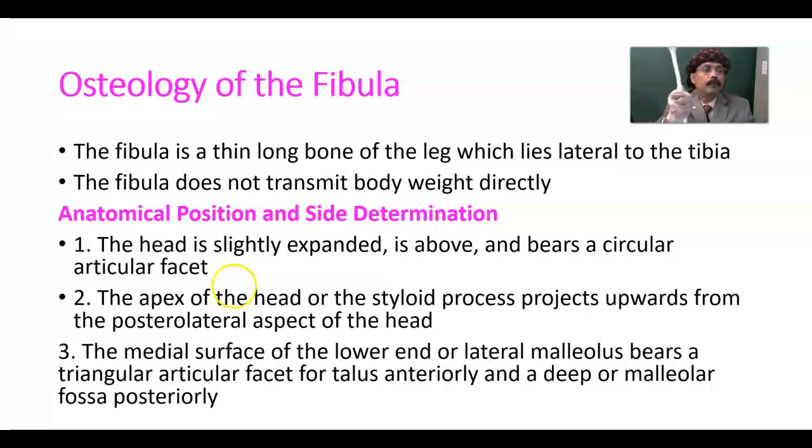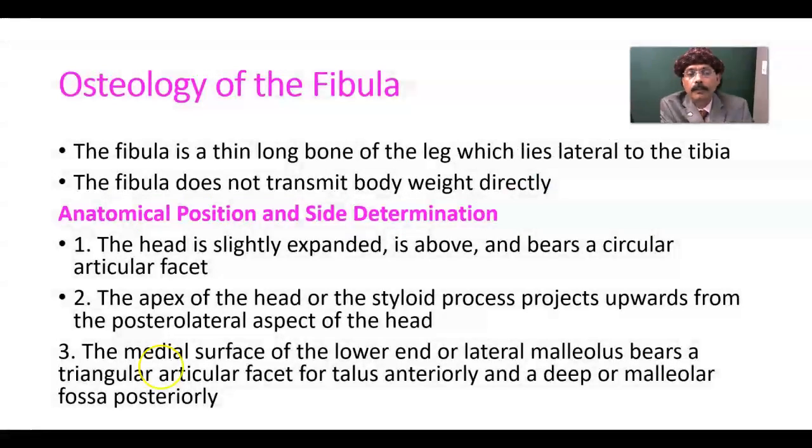This is the head, this is the styloid process, this is the neck, this is the shaft of the fibula. Okay, so let us get it now. This is the head, the styloid process, the neck, the shaft, and this is the lateral malleolus, the facet for the talus, the malleolar fossa, and we have the malleolar groove here for the passage of the fibularis longus and fibularis brevis muscles.